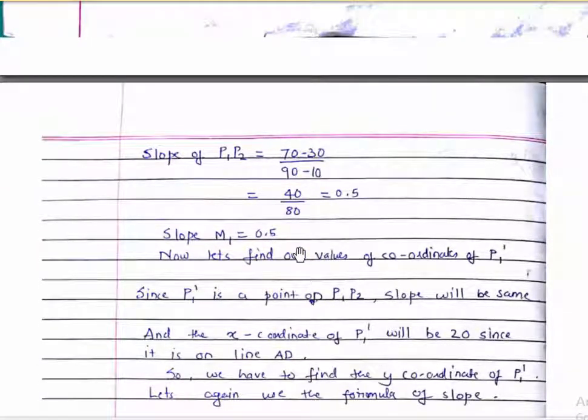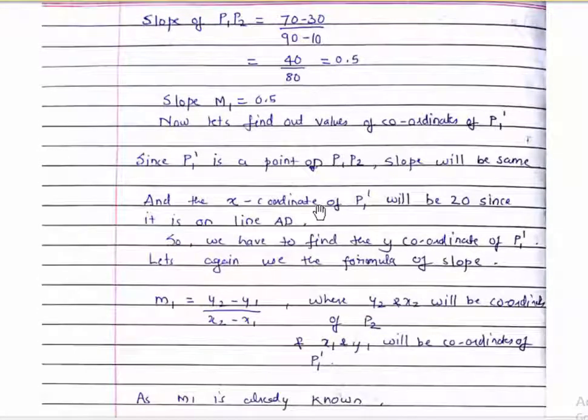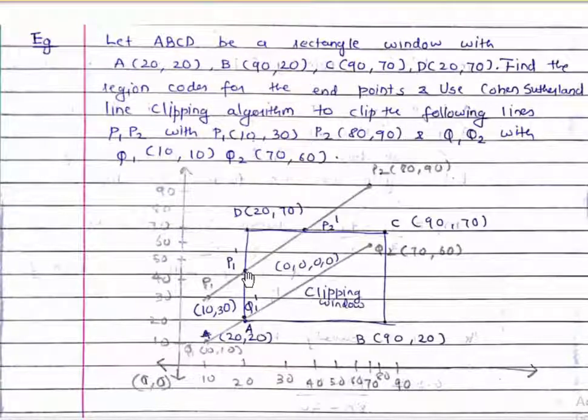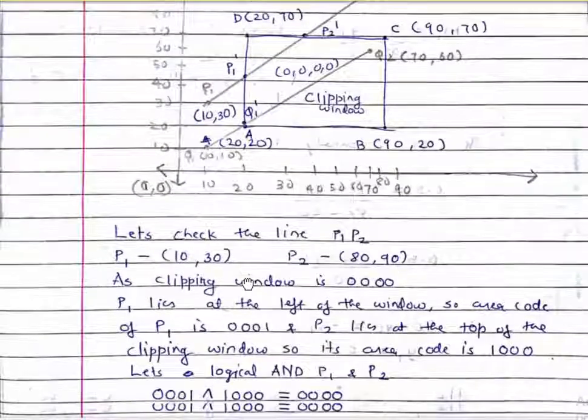Since P1 dash P2 dash is a part of the line P1 P2, the slope of that line will obviously be the same. Now we have to find the coordinate positions of the first point, P1 dash. Since P1 dash is a point on P1 P2, the slope will be the same. The x coordinate of P1 dash will be 20 since it is on the line AD, as we can see in the diagram. This is our P1 dash. It lies on the line AD and the x position is already known, that is 20. So all we have to find is the y coordinate of P1 dash.